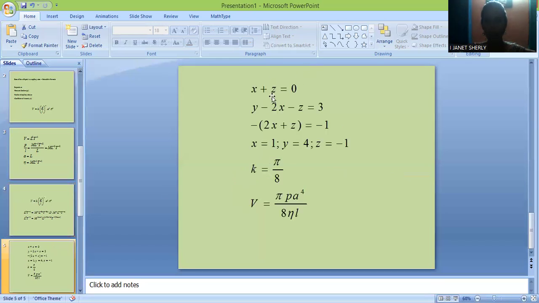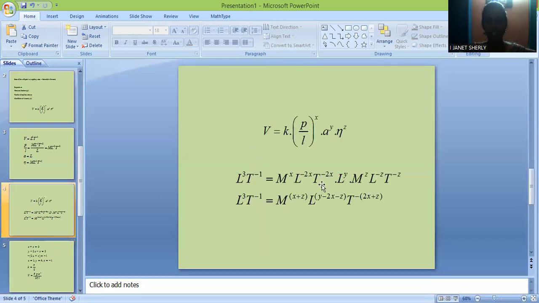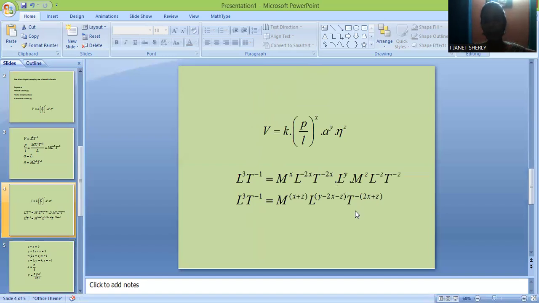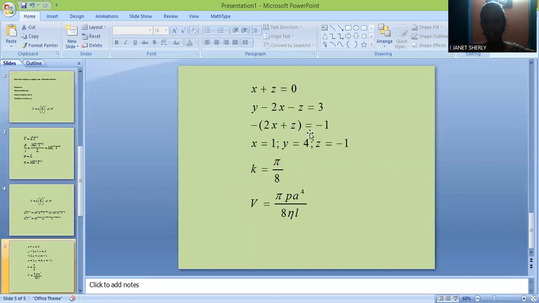That is equation 1. And now coming to the second step. For L, it is going to be Y minus 2X minus Z. Of course, I have L here on the left-hand side. So Y minus 2X minus Z is going to be equivalent to 3. Similarly, for T, minus 2X minus Z is equivalent to minus 1. And then I have to simultaneously solve these three equations. We have three unknowns, which are X, Y, and Z. I just need to find the unknowns by solving the equations.